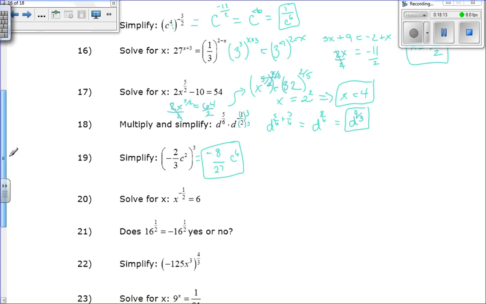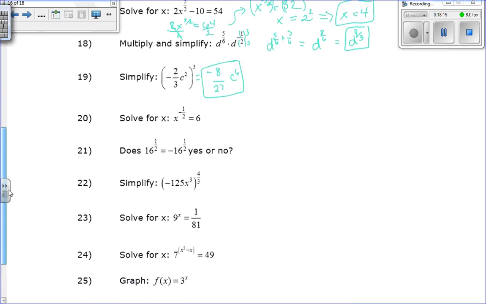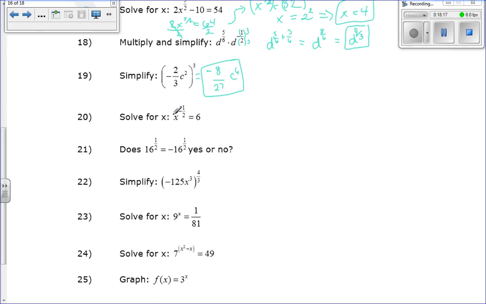For number 20, we need to solve for x. And in order to solve for x, I need to raise both sides to the negative 2 power. Here will cancel out. So x equals, well, if I have a negative exponent, it just means I write it as 1 over. So x equals 1 over 36.